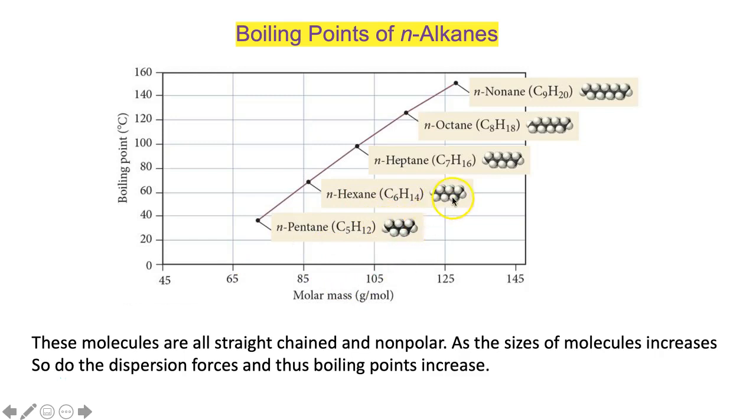So if you were given a question like this, where you had different formulas and you were asked which one of these molecules has the strongest dispersion forces, or IMFs, you would say nonane. If you were asked to arrange these in order of increasing dispersion force, you would put pentane first and end with nonane.